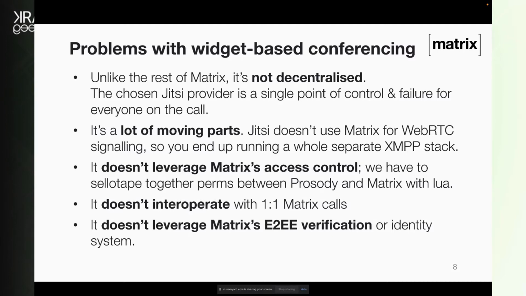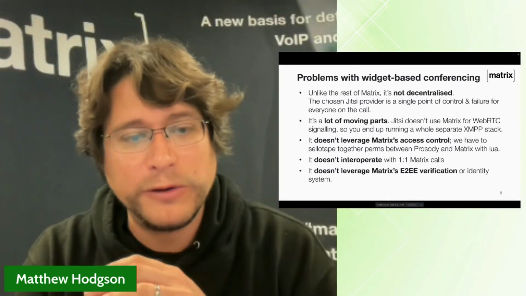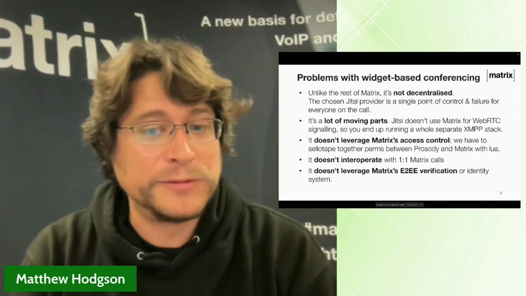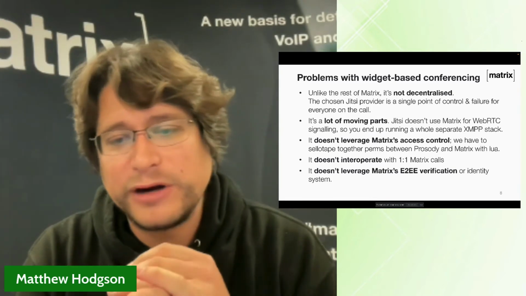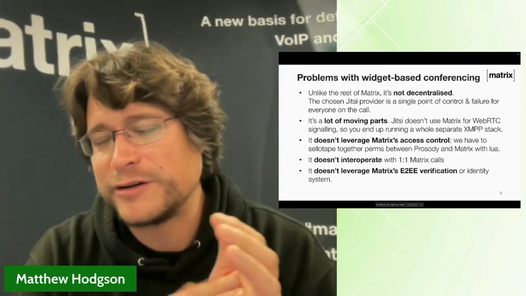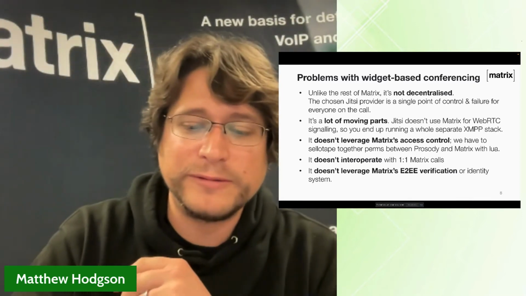We're very proud of Matrix having decentralized access control, so you can plug together servers from completely different parties and still maintain who is allowed into a conversation and who's been kicked from a conversation and all that sort of thing without any central authority to dictate it. And so we had to sellotape that together with Prosody via Lua. It doesn't interoperate with Matrix one-to-one calls, which just feels strange and weird. And it doesn't leverage any of the verification or identity that we have in Matrix for things like QR codes in order to check that people are talking to the right people.